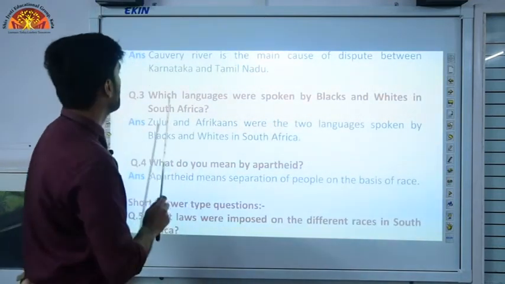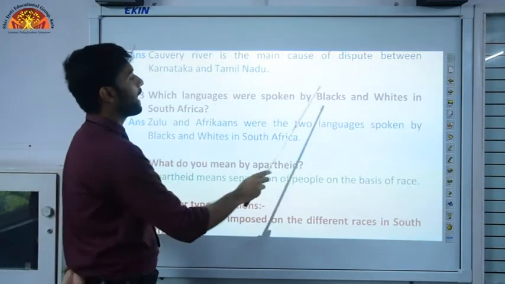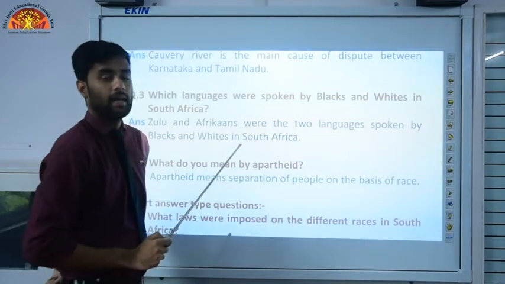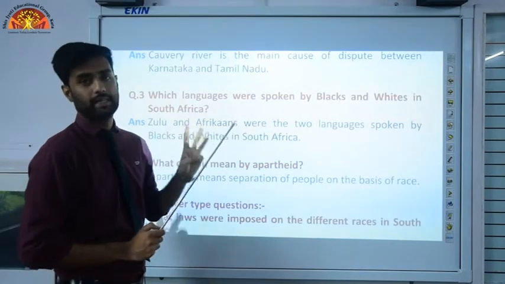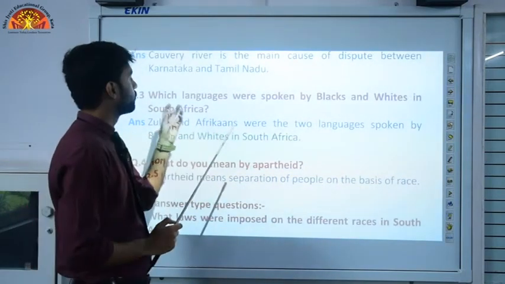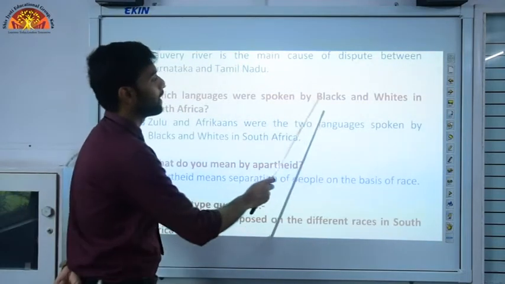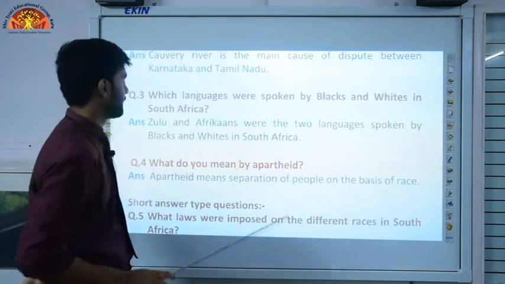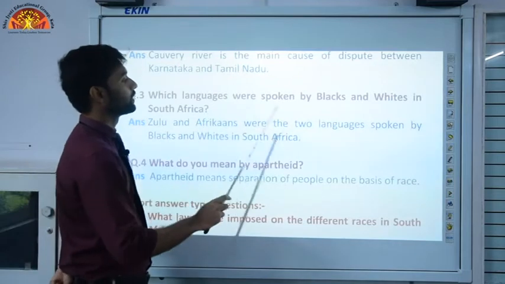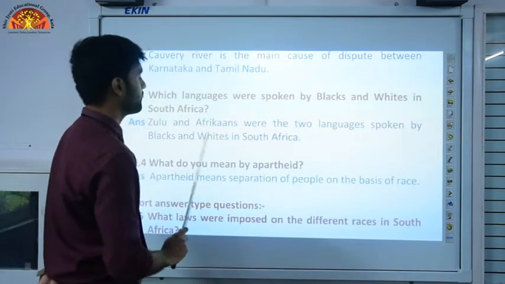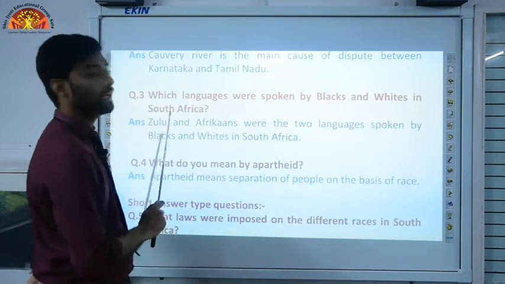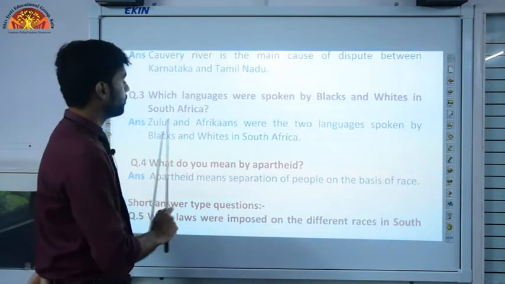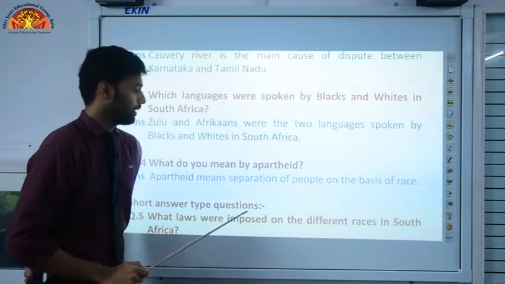Which languages were spoken by blacks and whites in South Africa? In South Africa, there were 3 races. There were blacks, whites and Indians who were called coloreds. So what were the languages which were spoken by blacks and whites in South Africa? Zulu and Afrikaans were the 2 languages spoken by blacks and whites in South Africa. What were the names of the 2 languages? These are South African languages. Zulu and Afrikaans.